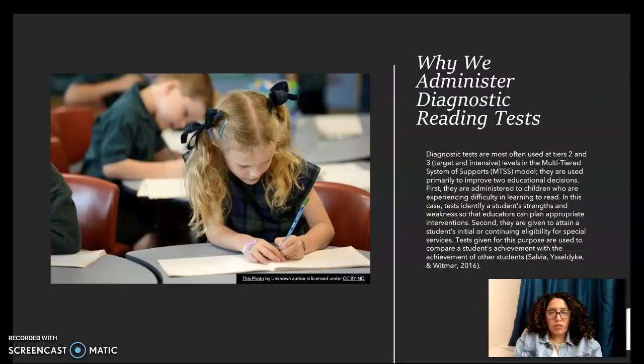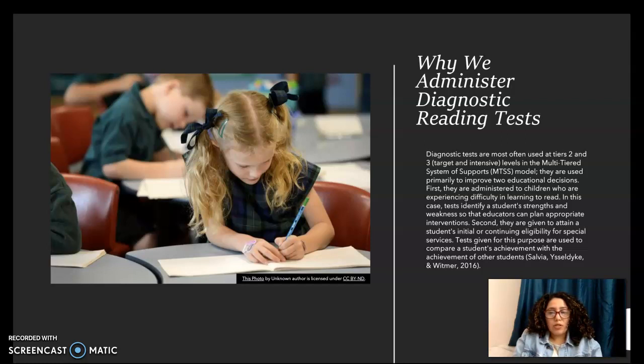Why do we administer these diagnostic reading tests? Diagnostic tests are most often used at tiers 2 and 3, targeted and intensive levels, in the multi-tiered system of supports model. They are used primarily to improve two educational decisions.